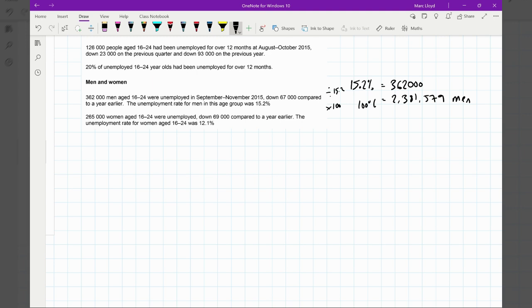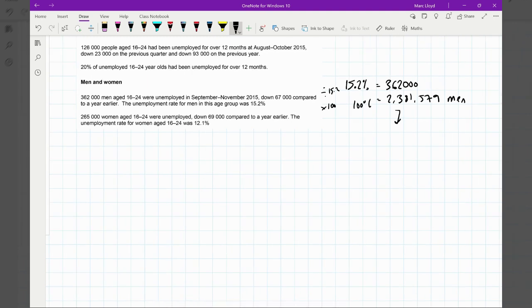Right, 265 women. That's not what I wanted, is it? That's not what I wanted. That is men. I now need to multiply that number. I need to take away the 15.2. So 100% take away 15.2.